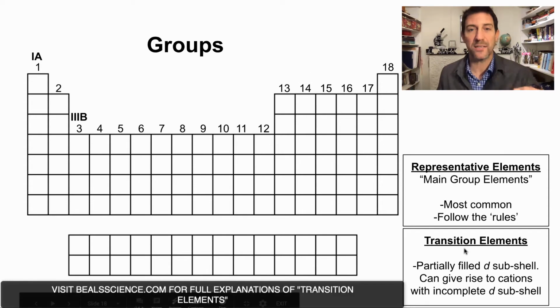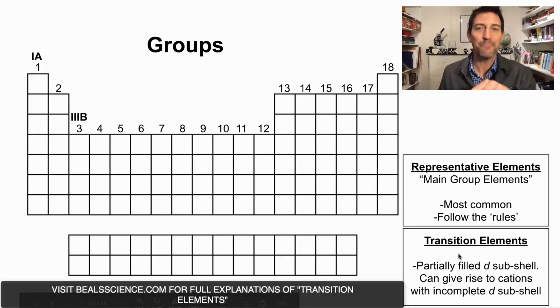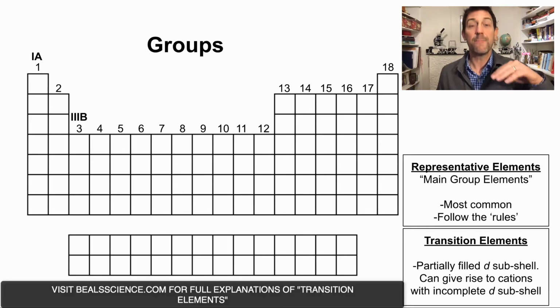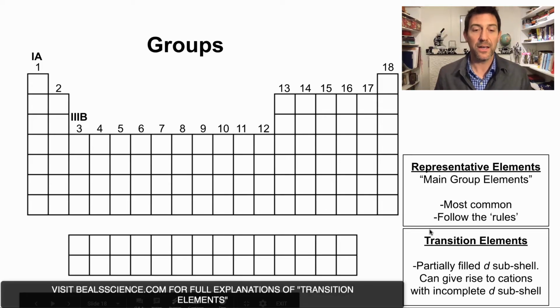All right, the transition elements have something kind of goofy going on. They have partially filled D subshells, and they can give rise to cations with incomplete D subshells. Now, that's a whole lot. If you're just learning about the periodic table, that doesn't make any sense to you. But it will. If you stick with me through these tutorials and through these lessons, eventually all that madness down there is going to make complete sense.